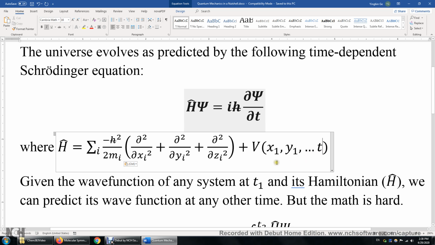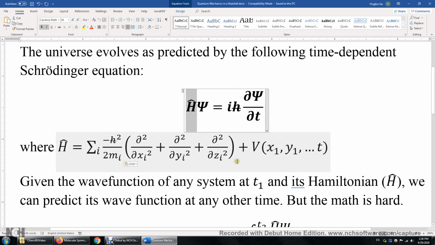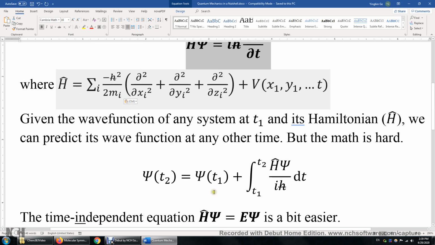So now, given the wave function of any system at time t1 and its Hamiltonian, so over here you have the Hamiltonian here, we can predict its wave function at any other time by solving this Schrödinger equation. However, the math can be really hard. So one way to do this is we just write out this psi at t2 equals psi at t1 plus the integral of H psi over i h bar times dt.